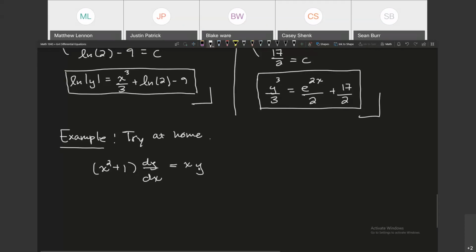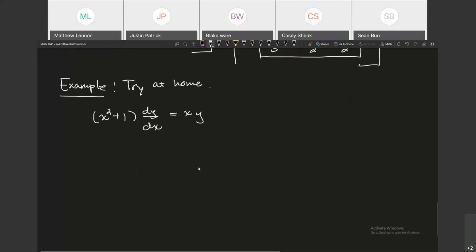Okay, so hopefully you've had a chance to give this one a try. So when we're separating, we basically have to divide by y to move that to the left. So we're going to get 1 over y dy on the left. And then the x stays on the right. We multiply by the dx, and we have to divide by x squared plus 1. So we have x over x squared plus 1 dx. So this is what we're integrating. So we end up with the natural log of the absolute value of y on the left.